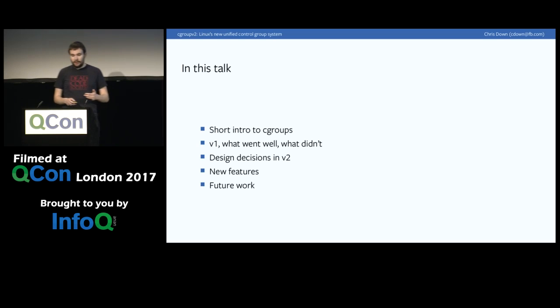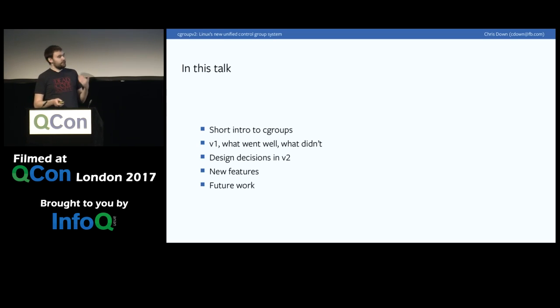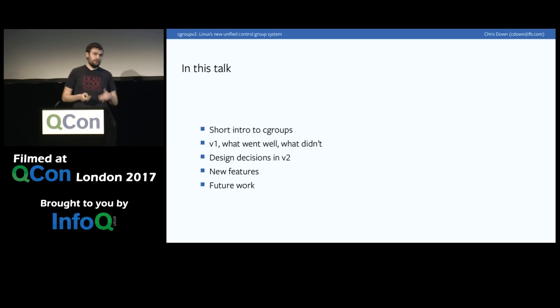So in this talk, I'm going to be going over the new version of cgroups. I'll give you a short introduction, what they're used for, where you may have seen them before. If you've been interacting with something called cgroups in the past, it's almost certainly true that you've been interacting with version 1. And V1 has been out since 2008, and it's been one of the main things which has assisted us in having this great level of containerization that we have now, and the reason why we're all here.